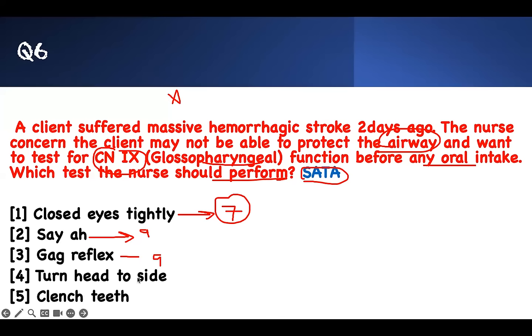Gag reflex. Turn head to the side is accessory. This is 11. Clench your teeth. When you clench your teeth, that's movement and clenching of your teeth. Usually cranial nerve 5 is involved. Sometimes the 7 plays a little bit of a role. 5 and 7 can do that. A little bit of 5, a little bit of 7. So this is wrong. This is wrong. This is right. And this is right. And this is wrong. So 2 and 3 are good. Those are your answers.